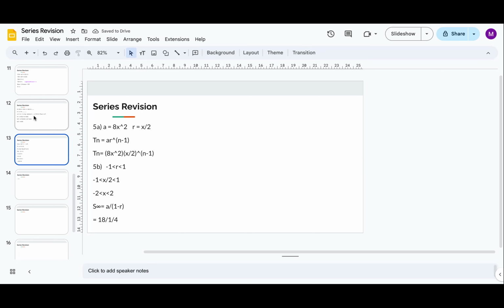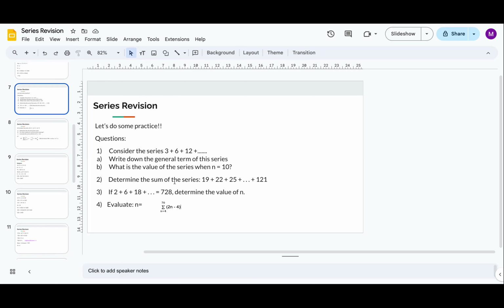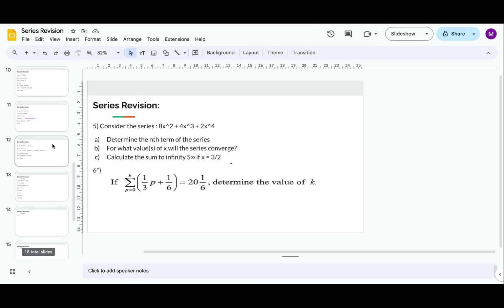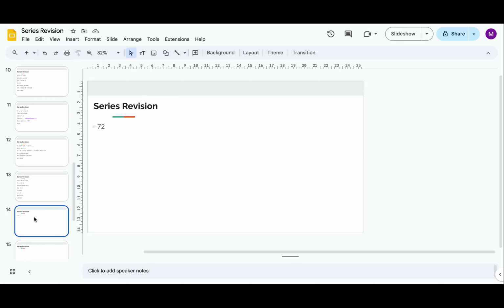Okay, so I'll quickly go through that one again. What we did is we took the terms that they gave us. So there's 8x squared plus 4x cubed plus 2x to the fourth. We determined what kind of pattern we were working with. We determined our a value and our r value. And from that, we were able to determine for what values it will converge. And then we calculated the sum to infinity, substituting x equals 3 over 2. And that gave us that the sum to infinity for this given sequence is 72 when x is equal to 3 over 2.